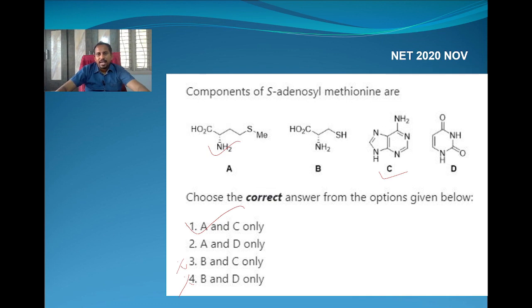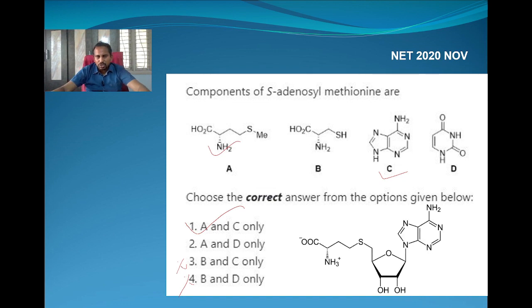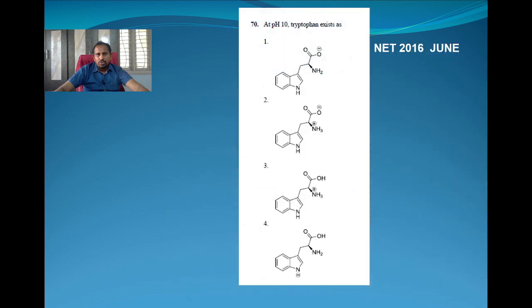S-adenosyl methionine is called SAMe, or same. So this is the structure of S-adenosyl methionine. Here both methionine and adenine are there. Adenine reacts with a pentose sugar to form the adenosine nucleoside. So this is nothing but S-adenosyl methionine. So moving to the next question.